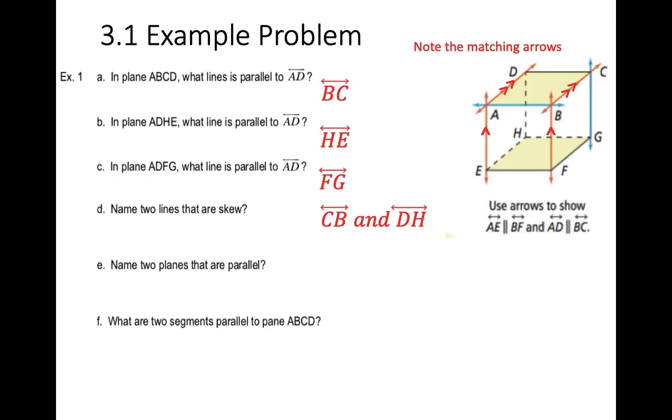Okay, name two planes that are parallel. And so the ones I chose, again, there are different options. There are three different choices you could choose. I chose the yellow one at the top, plane ABC, and the one on the bottom, EFG. Of course, you could have chosen the one on the left and the one on the right, or the one in the back and the one in the front. But since these were yellow, it was easier to see.